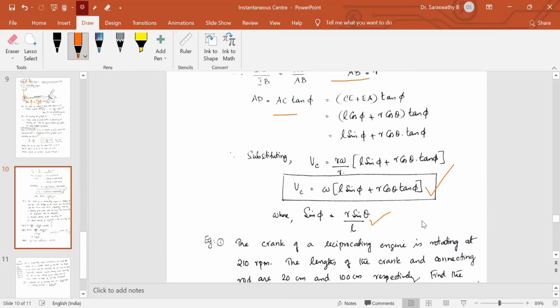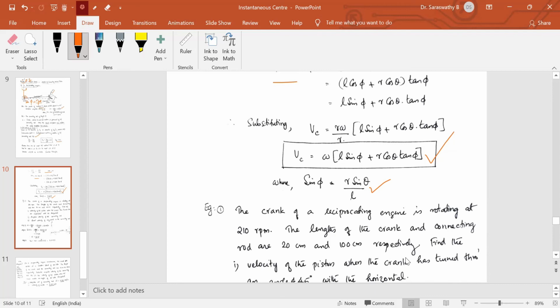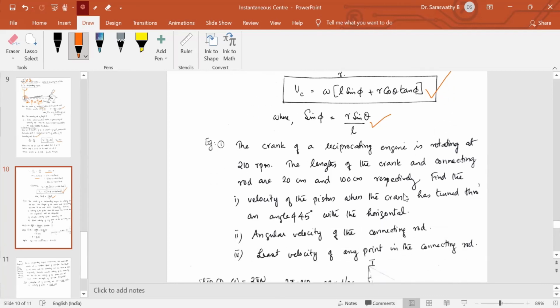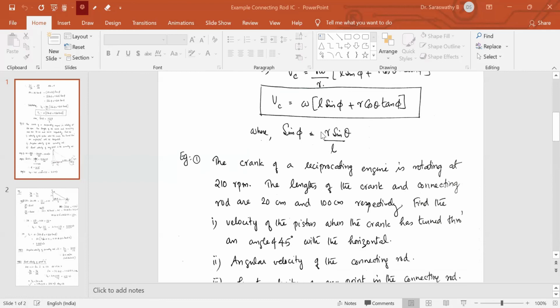We are not sure, so don't leave this. It's a very simple one. The question will be a very direct question. By just applying this formula, you can do it. So let me illustrate one example. We have seen the velocity of the piston is given by the expression omega into L sine phi plus R cos theta tan phi, and sine phi equals R sine theta by L.